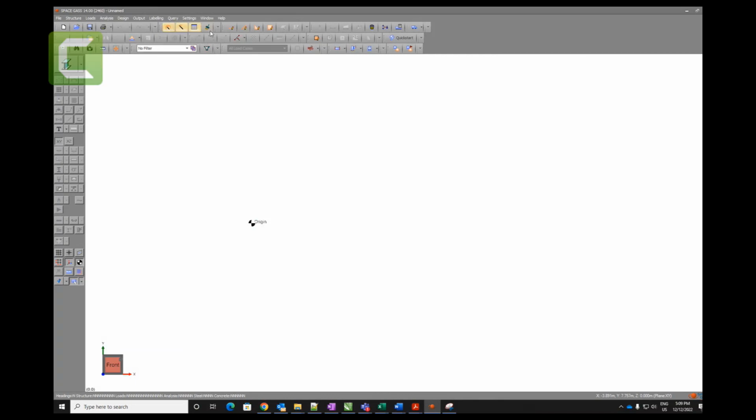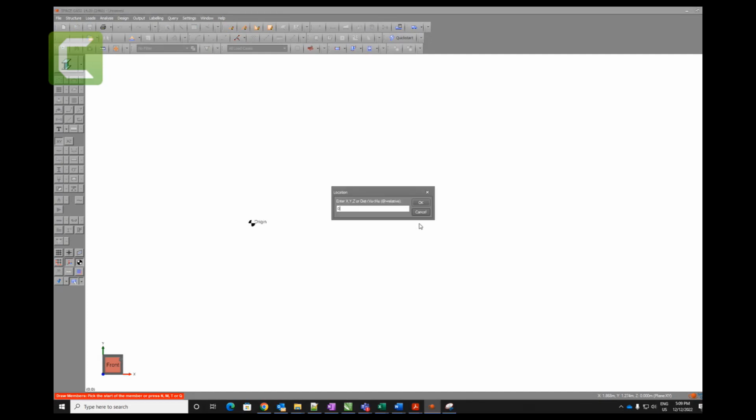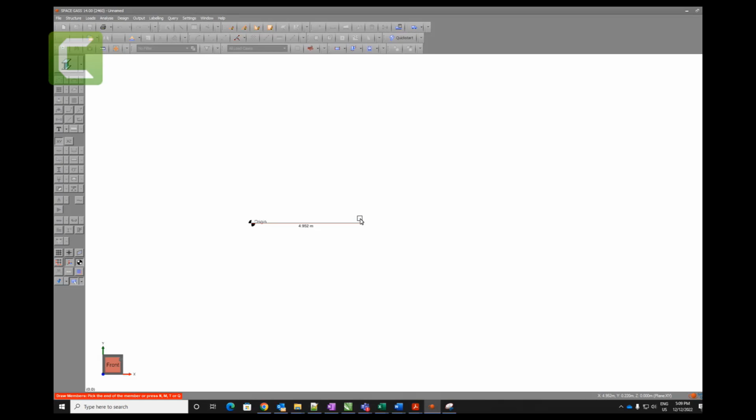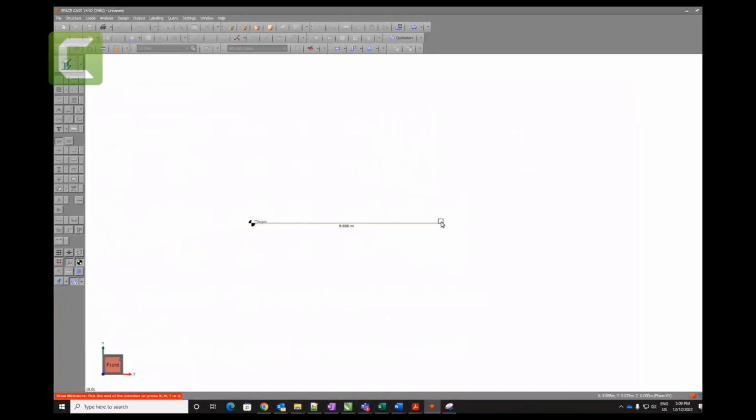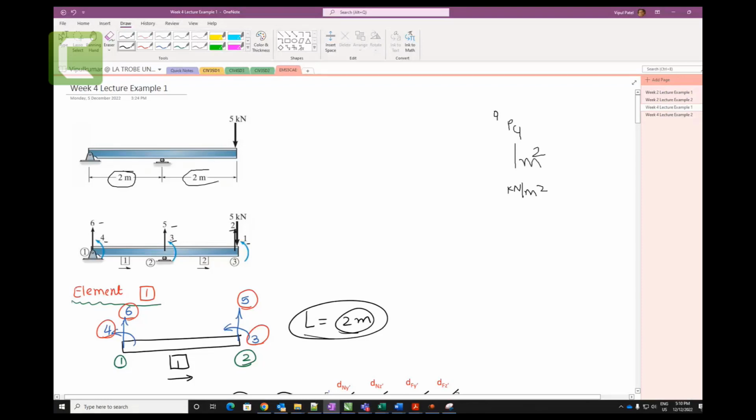Just go to draw members, click on draw members on the top, and then on your keyboard put 0 and hit enter. It automatically goes to the origin, and then the first one is 2 meters. You can see these 2 meters here. We can just go this way, and on your keyboard just put 2, and that is 2. The second one you have is 2 meters.